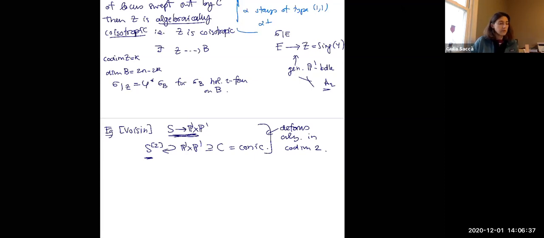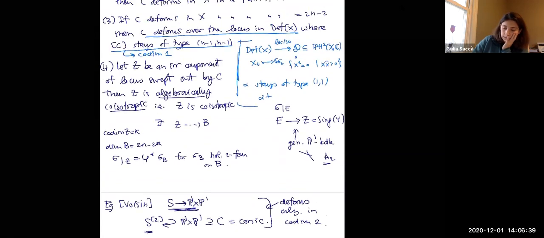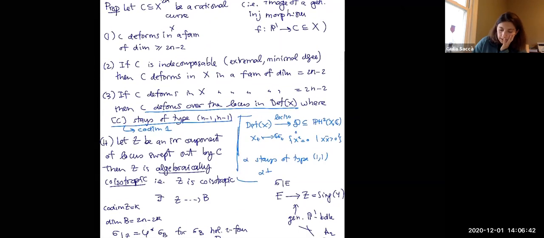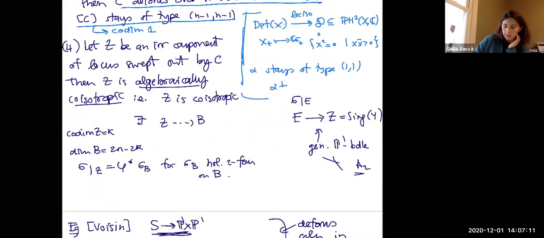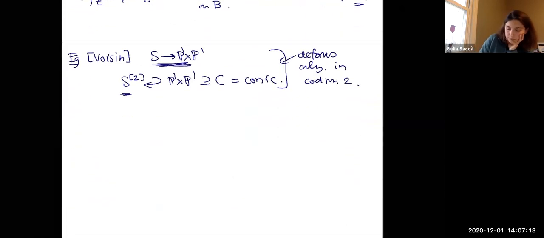Okay, so let's start with the proof, and I will prove 1 and 3, and then 2 and 4 together. Okay. So 1 and 3 are, I think, basically due to Ran. And maybe Ran was only in the projective case, and then maybe Wieśława did it for the non-projective, but essentially the idea of the proof is the same.